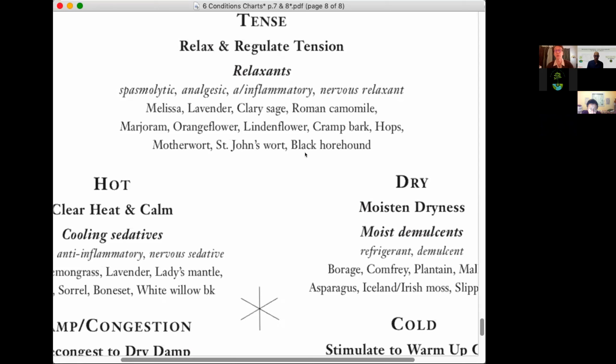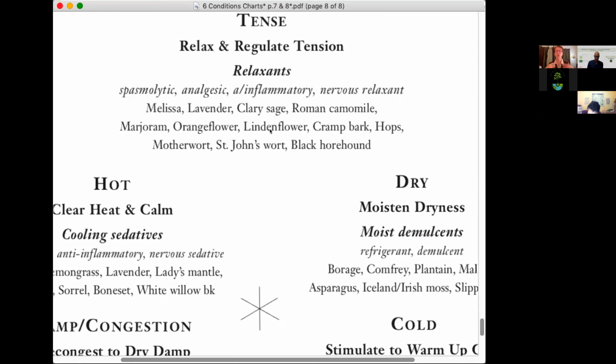I like using balata too. So all of these are relaxants with particular uses, targeting different organs, different body systems. Linden flower, I like using for musculoskeletal tension.